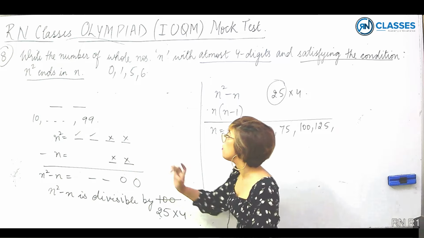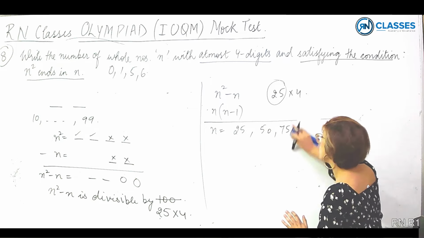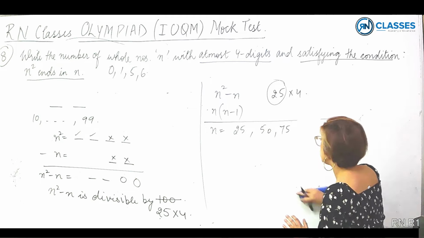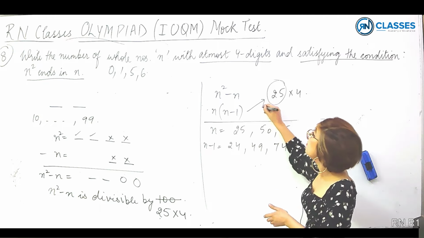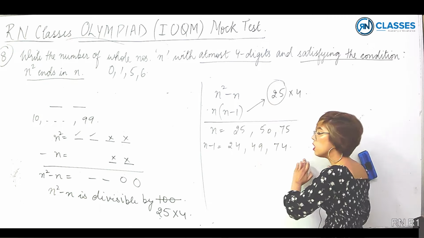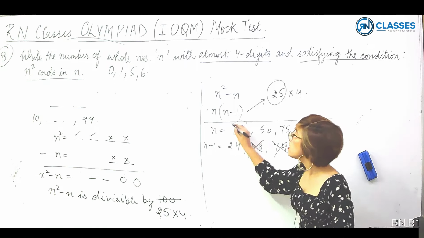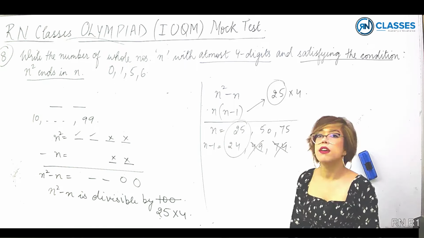n 10 से 99 के बीच में वेरी कर रहे हैं. 25, 50, 75 ये वाले तो लेने नहीं. Just 3 numbers I need to consider. Right? Now, if n is this, n minus 1 would be what? 24, 49, and 74. Right? Now I have to make sure that n into n minus 1 is divisible by 25 into 4. अब 25 से यहाँ से आ रहा है, उसका फैक्टर 4 का फैक्टर यहाँ से आना चाहिए. अब 49 से 4 का फैक्टर नहीं है, 74 से 4 का फैक्टर नहीं है. That means this is the only case which is possible.